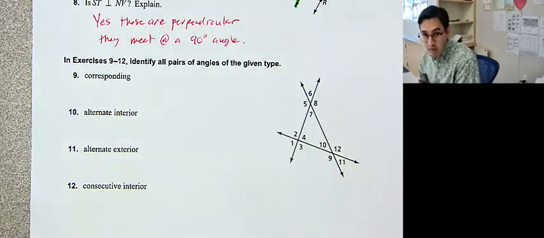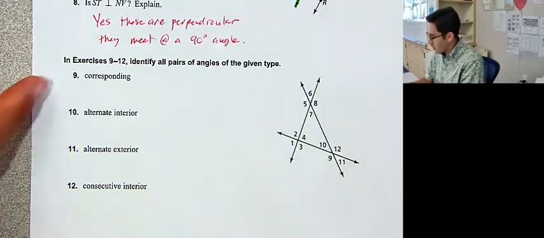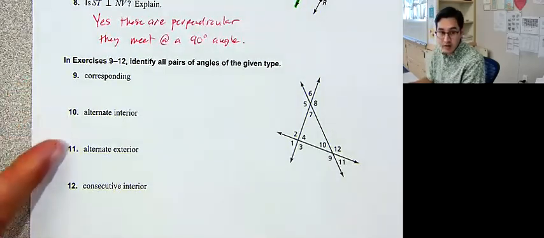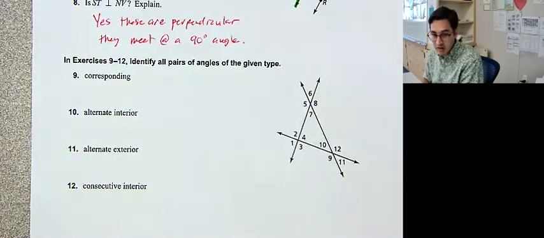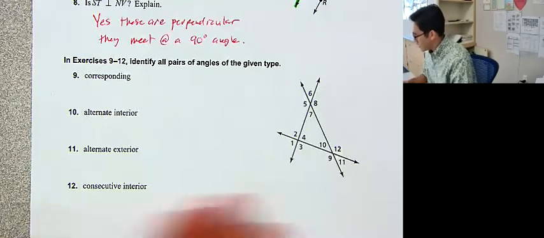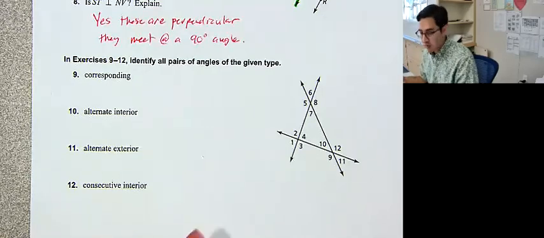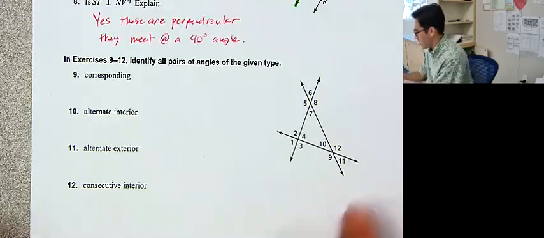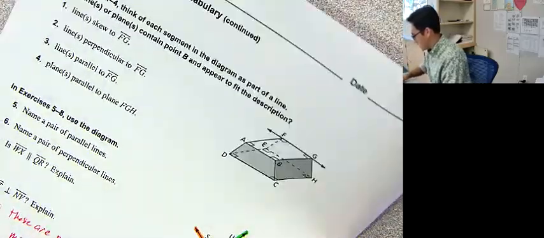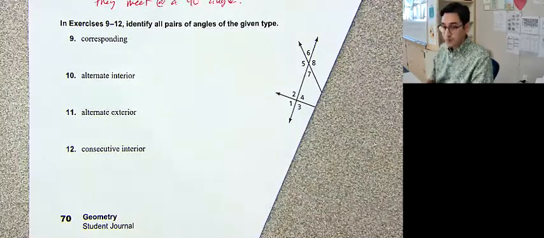All right, so questions 9 through 12 is asking us to identify special pairs of angles. So we've got corresponding angles, alternate interior angles, alternate exterior angles, and consecutive interior angles. Now, this diagram is a little complex. There's like 12 angles altogether. I'm just going to simplify the problem and let's just look at the first 8 angles. All right, so we're just going to look at those angles right there.